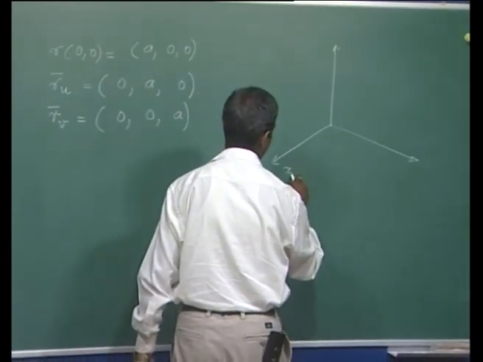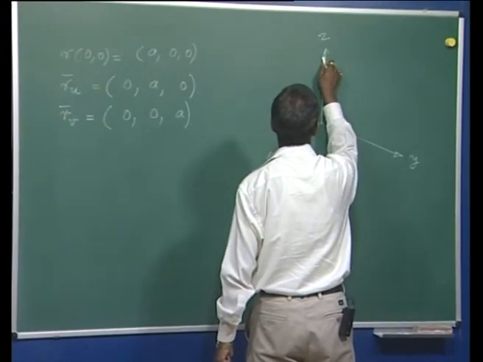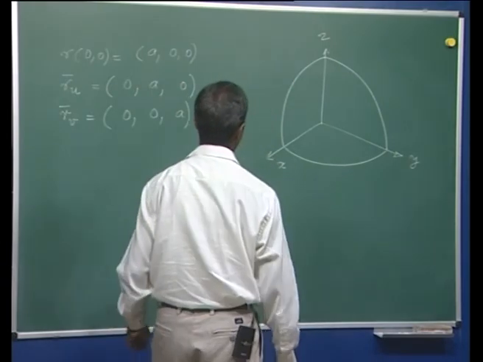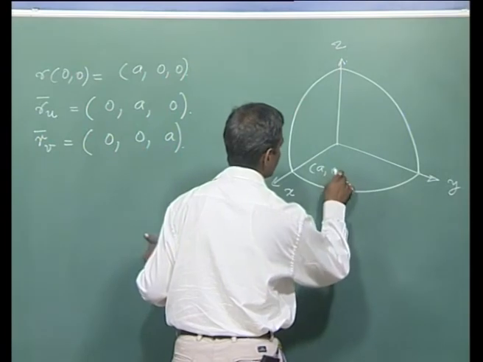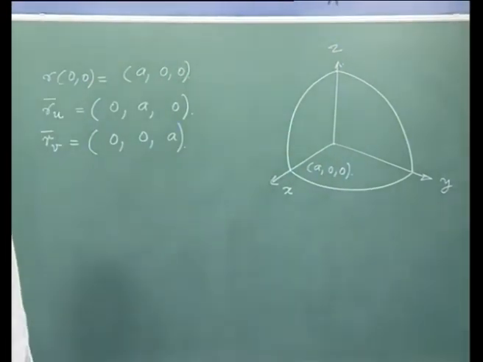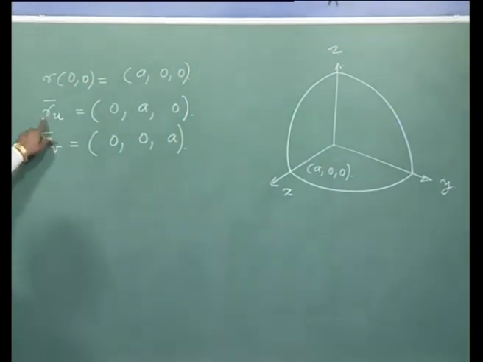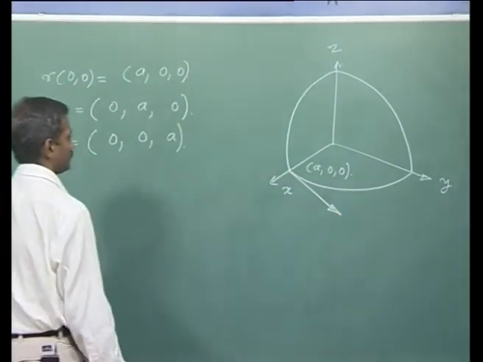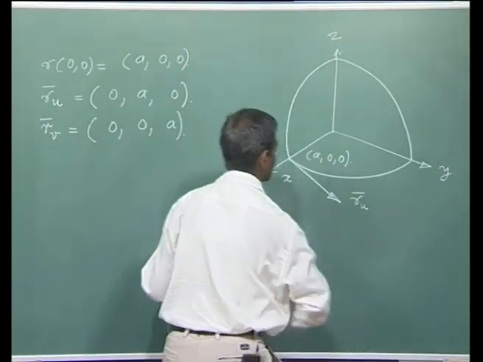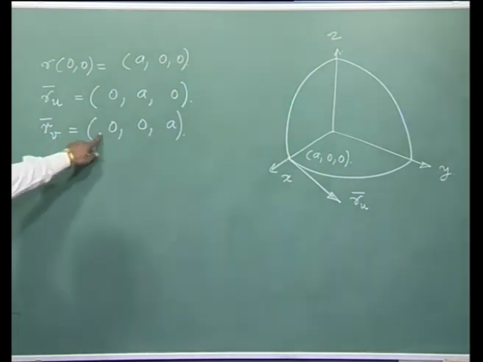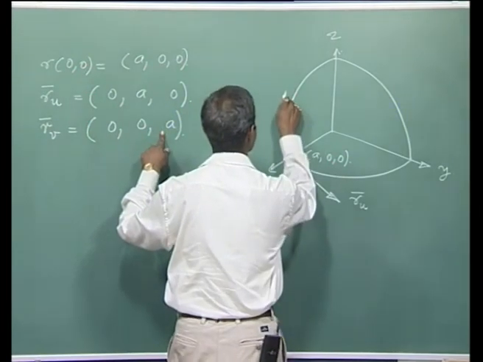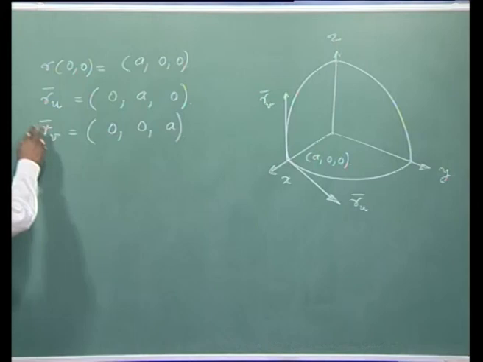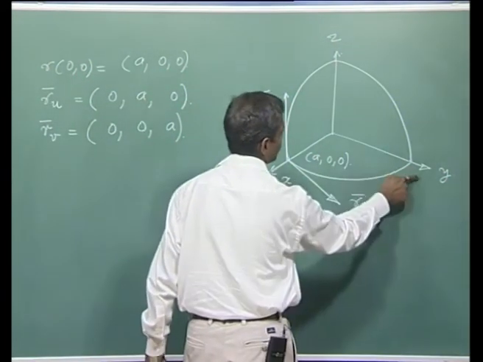Let's get some geometric perspective here. So this would be the portion of the sphere, and it is at this point a, 0, 0 that we are trying to compute the two tangents. The first tangent r sub u here will be along the y direction, 0, a, 0. This is r u. The second tangent r sub v will be along the z direction. Clearly, the tangent plane will be the y-z plane geometrically.